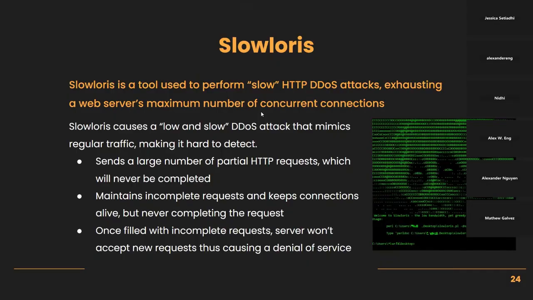Solaris is a tool that's used to perform what's called a slow HTTP DDoS attack. Instead of flooding the server with loads of HTTP requests, it will instead exhaust the web server's maximum amount of concurrent connections. It causes what's called a low and slow DDoS attack that mimics regular traffic and makes it hard to detect. What it does is send a slow stream of partial HTTP requests, which will never be completed. So what that does is keep the connection between the client and server open.